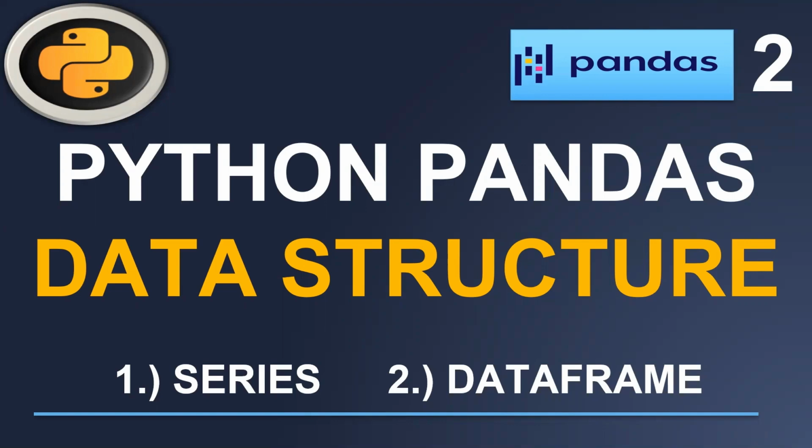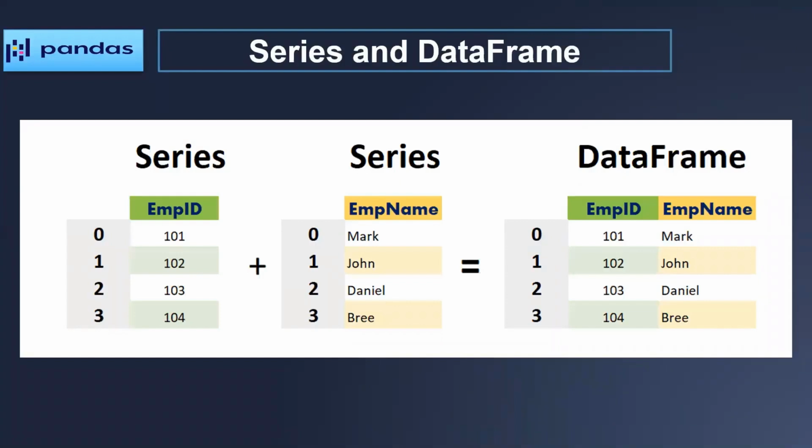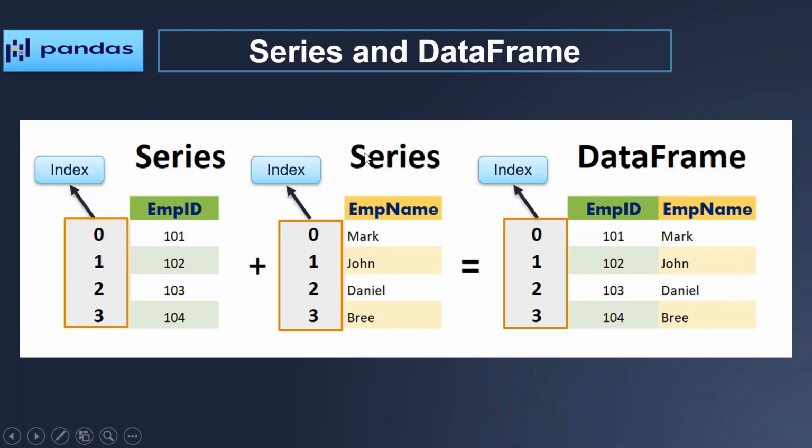First we will talk about the series data structure. Series is a data structure of Pandas, and it is a column of a data frame. A series is a one-dimensional labeled array that can hold any data type such as integer, floats, and string. Look at this figure. I have two series, which are employee ID and employee name. Against these series, I have an index, and with the help of these series, we can make our data frame.